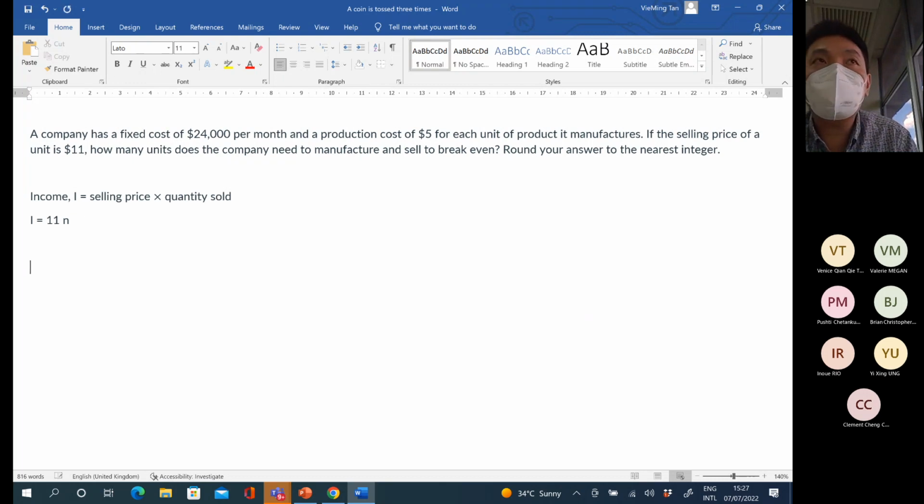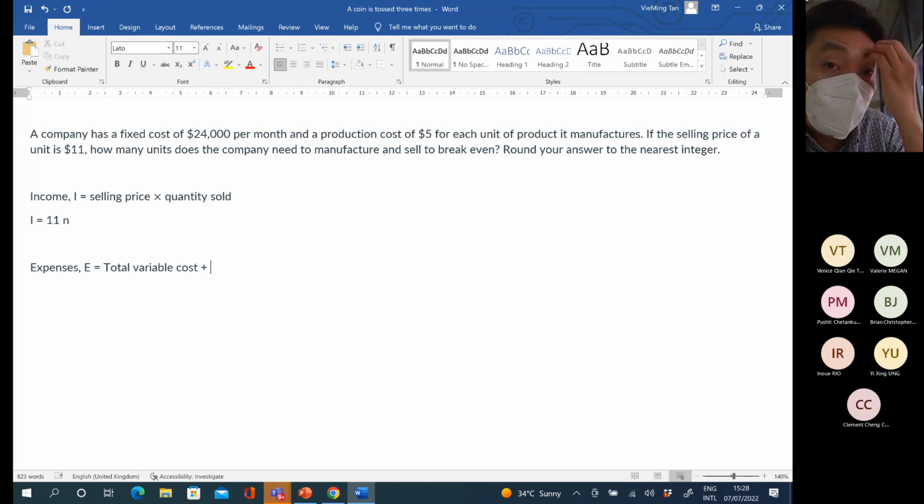Okay, the second equation is the expenses equation, or the cost equation. You can use either C or expenses. Both are accepted. So for expenses, there are two costs that occur, right? So what are the costs? Variable cost. It's better to put total variable cost so that you can remember, right? Total variable cost, plus another cost, fixed cost. Fixed cost is always the same, no matter how many quantity you produce.